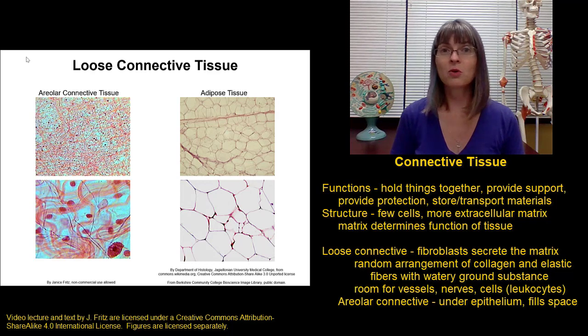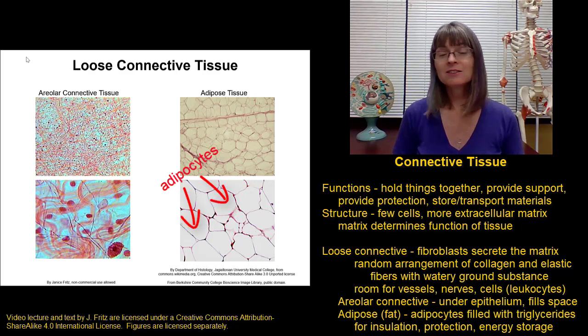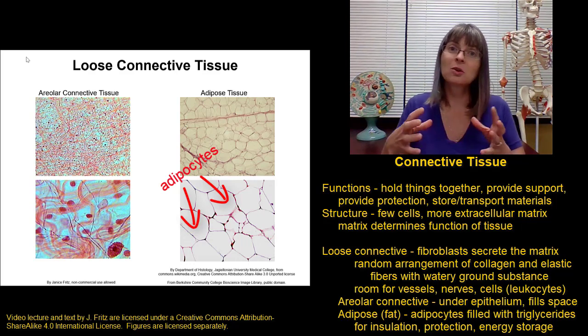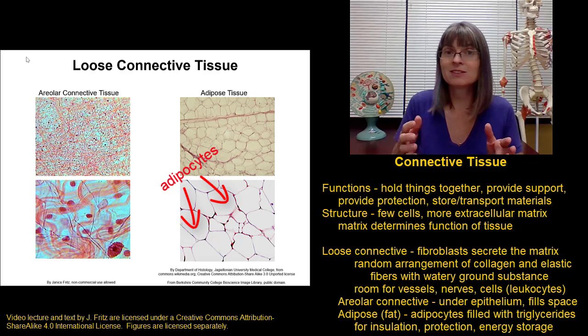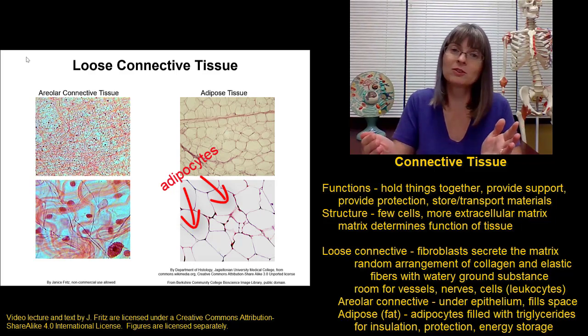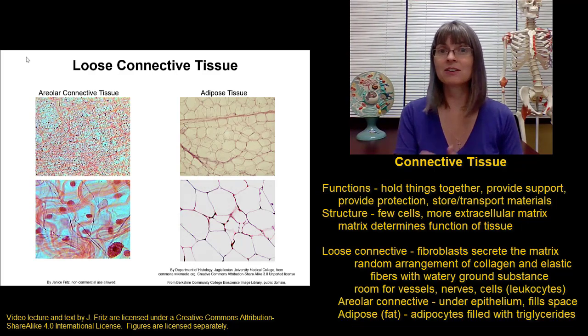One specialized form of loose connective tissue is adipose tissue. Adipose tissue is what we usually refer to as fat tissue. Adipose tissue contains adipocytes. These are cells that each contain a large droplet of fat. In fact, the droplet of fat inside an adipocyte is so large that it takes up almost all the space in the cell, and everything else, a couple of mitochondria and the nucleus, get all crammed over to the edge of the cell.